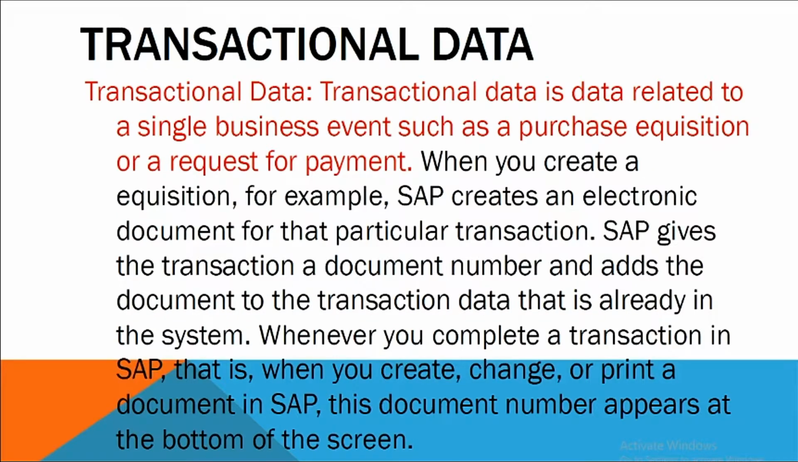Transactional data. Transactional data is data related to a single business event such as a purchase acquisition or a request for payment. When you create an acquisition, for example, SAP creates an electronic document for that particular transaction. SAP gives the transaction a document number and adds the document to the transaction data that is already in the system. Whenever you complete a transaction in SAP, that is, when you create, change, or print a document in SAP, this document number appears at the bottom of the screen.